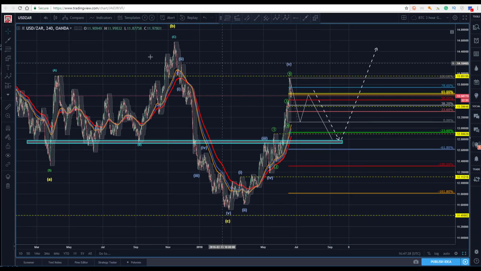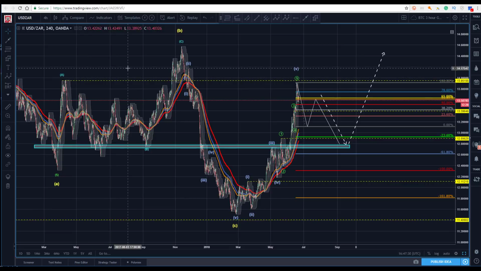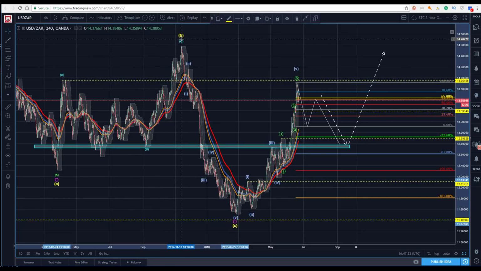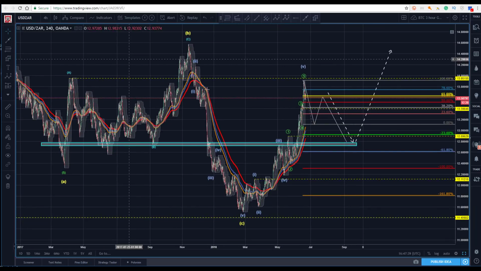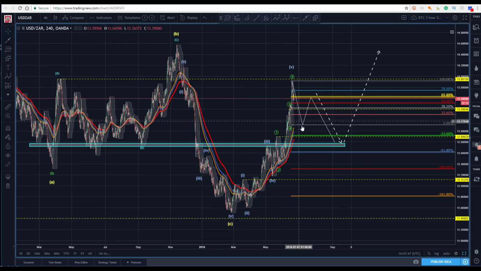Right? These are all just probabilities. These are potential roadmaps. This is not absolute. I'm not telling you that's what's going to happen to the dollar, to the South African rand. I'm telling you that's a potential roadmap that you can lay out right now. Now, whether or not it follows that, well, only time will tell. But what can we do? We can look for those probability zones where we can anticipate a reaction.